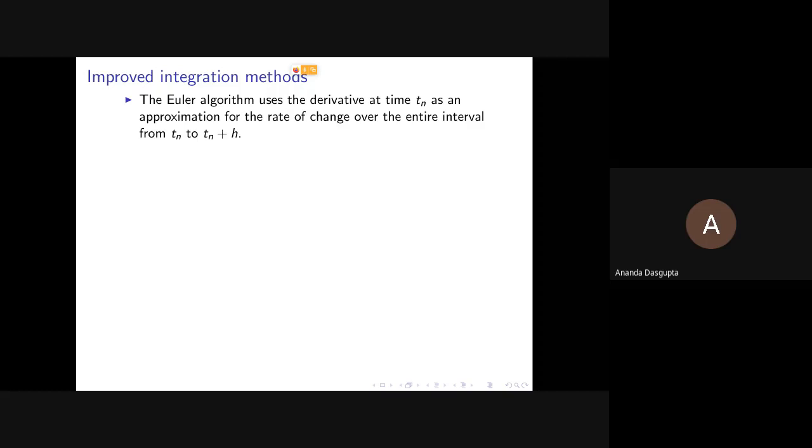Now, the improved methods start by understanding what the Euler algorithm does. This is exactly what I've told you so far. The Euler algorithm uses the derivative at time tn as an approximation for the rate of change over the entire interval from tn to tn plus h. So, how can I improve on this? Can anybody tell me? Any suggestions as to how to improve upon this with the least amount of work? The problem is I'm taking the derivative at the beginning of the interval to be the derivative throughout. How would you improve on this?